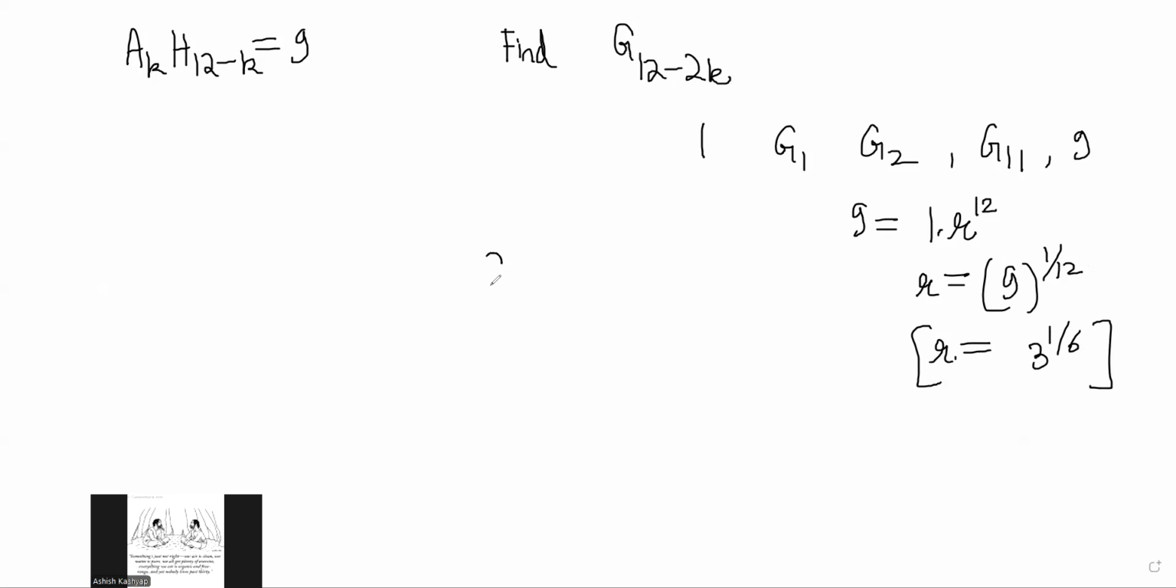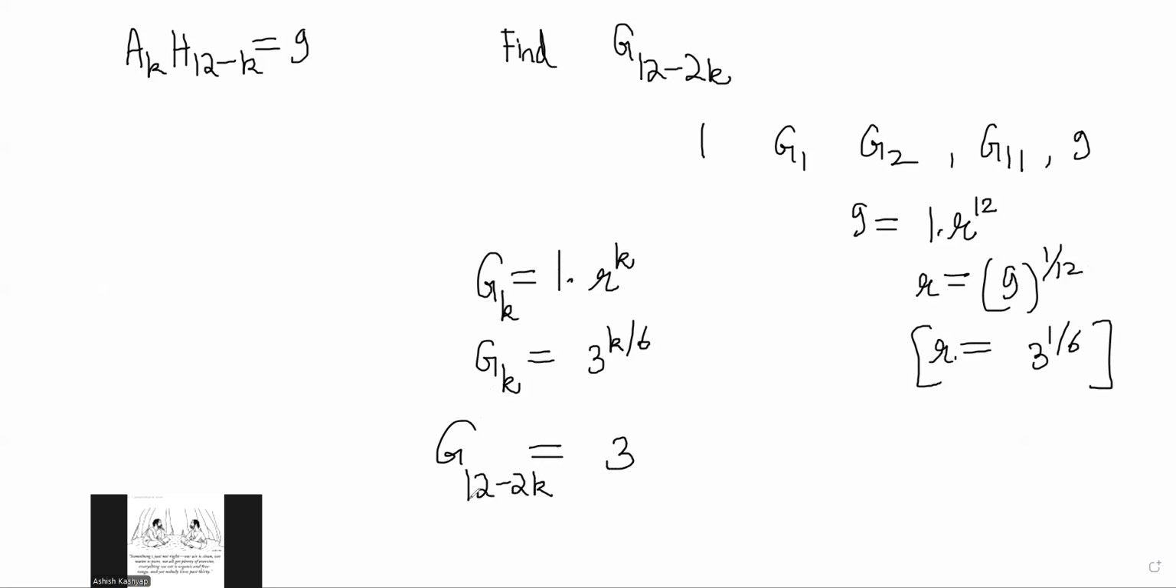Now from here we can say that GK is the K plus 1th term of the GP. So it will be 1 into R to the power K. So this is going to be 3 power K by 6. That is my GK. So what is G of 12 minus 2K? That is going to be, instead of K, I am putting 12 minus 2K, so 12 minus 2K whole divided by 6. So notice that this is 3 power 2 minus K by 3, right? This is what is coming as G of 12 minus 2K.